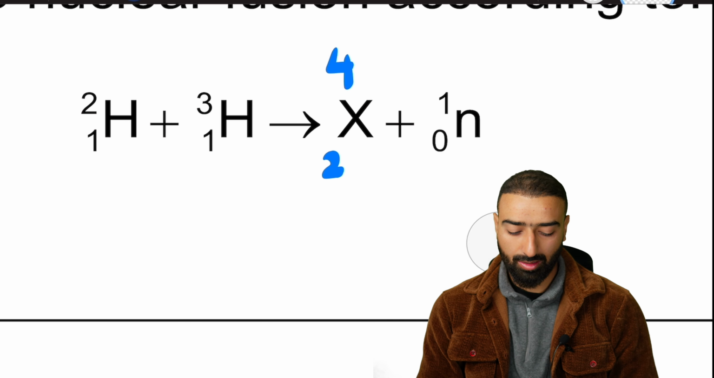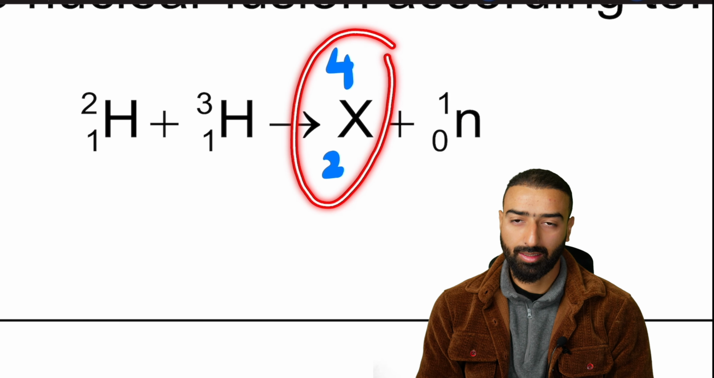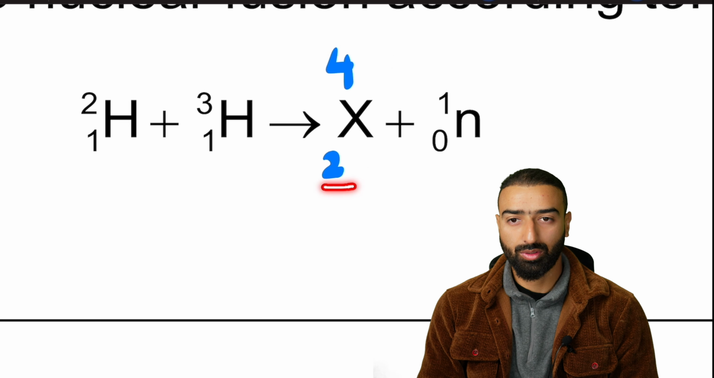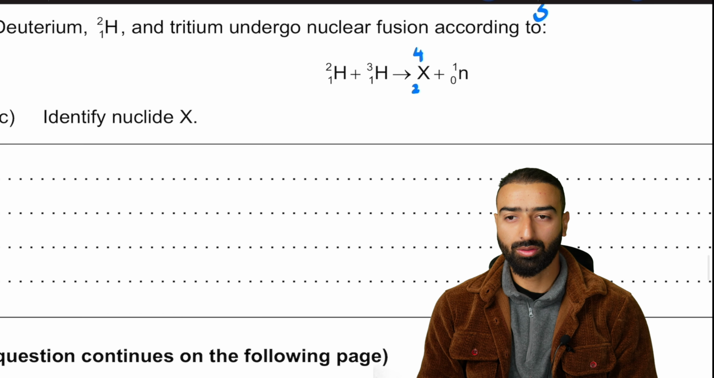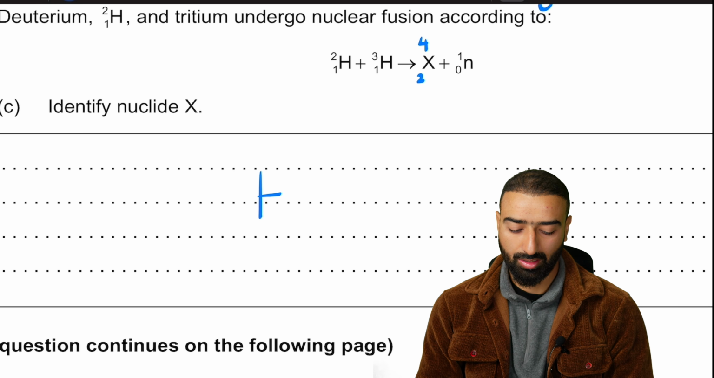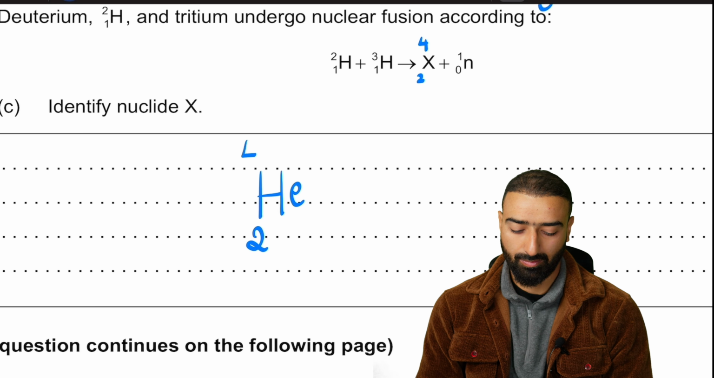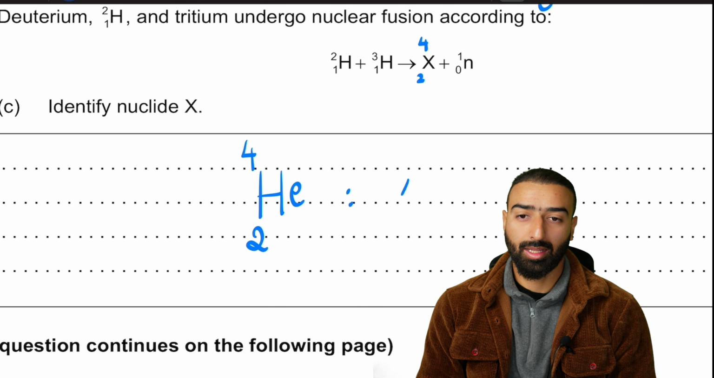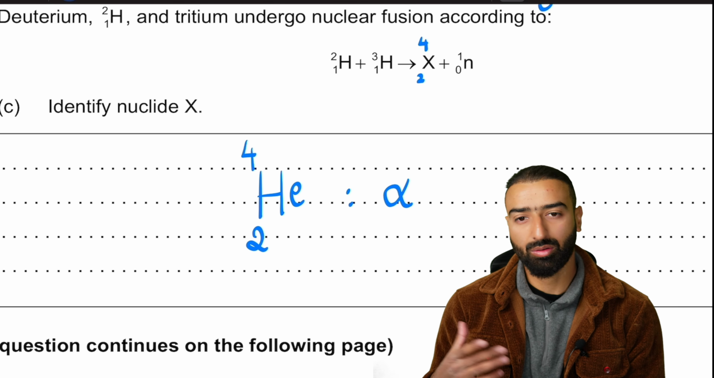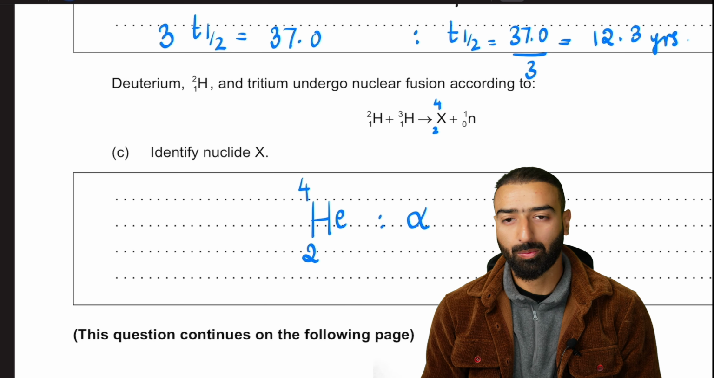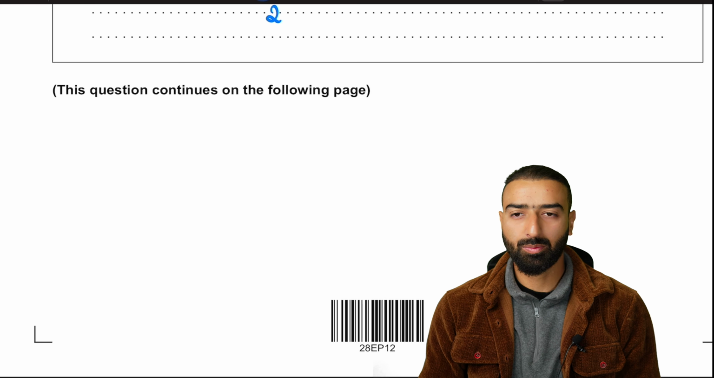So if you look at this nuclide here, it's just a helium atom, 2 protons and 2 neutrons. So nuclide X is just a helium nucleus. You can also call this an alpha particle because helium nucleus is known as an alpha particle. And that completes this part of the problem. Let's move on to the next part of the problem.